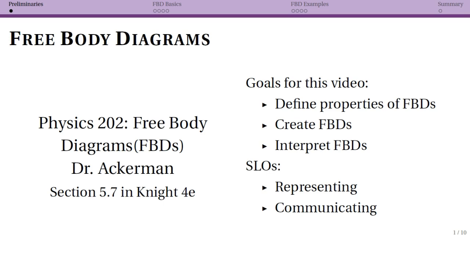In this series of videos, I'm going to be covering free body diagrams, which is one of the most important aspects of working with forces.